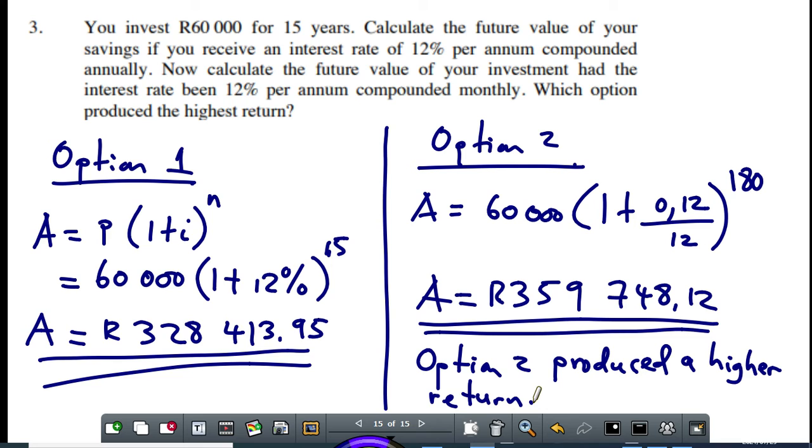You agree that 0.12 over 12 plus 1 is 1.01. See, it's a very small one. It's very close to 1. In the end, it won't make a very big difference in terms of the two, but in terms of money, this is a big difference. That's almost like 30,000 school fees. Imagine 30,000.